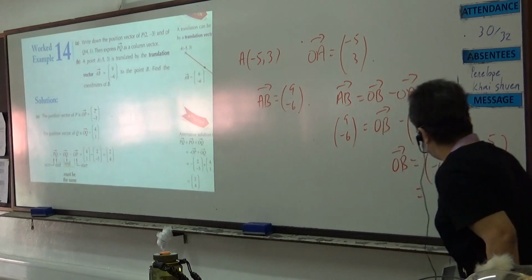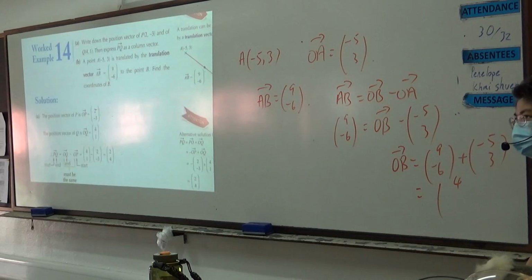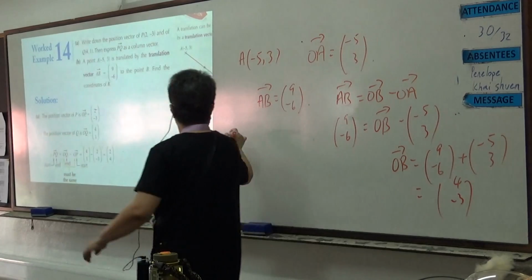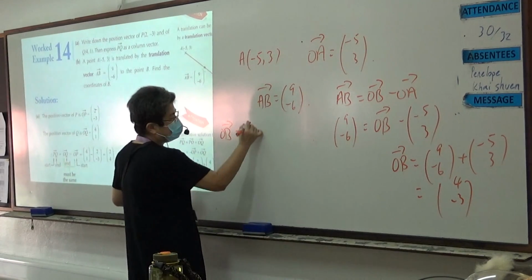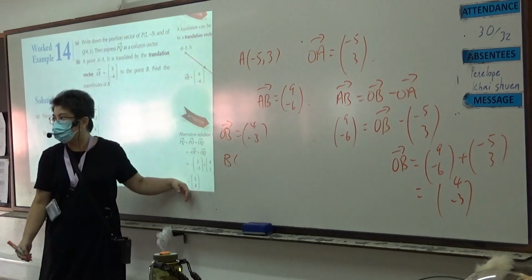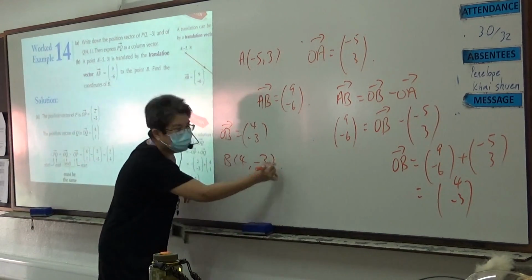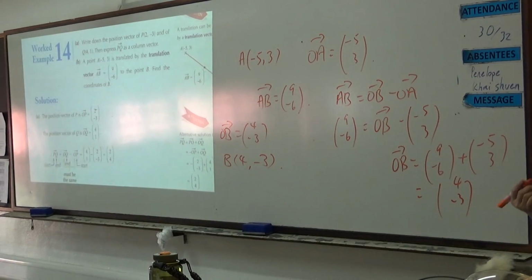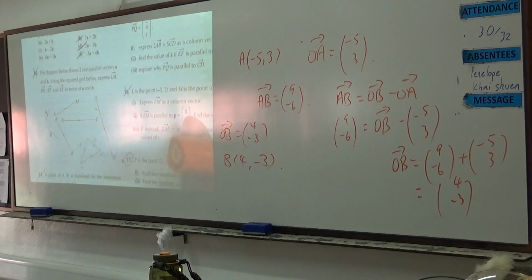Correct. So, what would this be? 4 what? 4 and -3. Now, if OB is (4, -3), what is the coordinates of B? (4, -3). You must write properly. Understand? Coordinate means coordinate, column vector means column vector. So, you will get the coordinates of B as (4, -3). Are we okay so far? Okay, good. So that's all for this part.